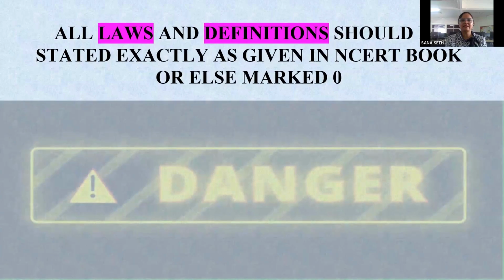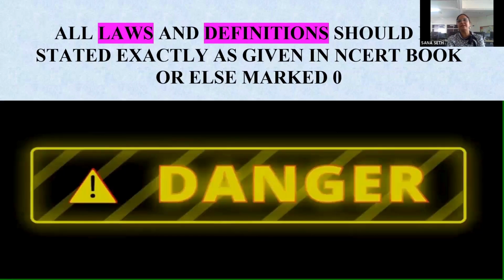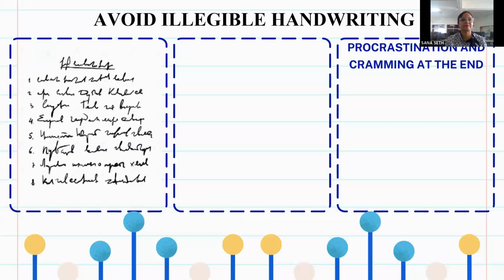So I have said many times, and this is what I mean. Please read through this sentence. Absorb it. Laws and definitions to the point, absolute. And this is where rote learning, please. Laws and definitions, don't play around with it. Because they have been given by scientists, we don't have the right to change anything that's been said by them.